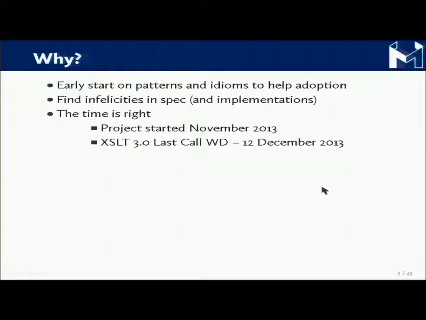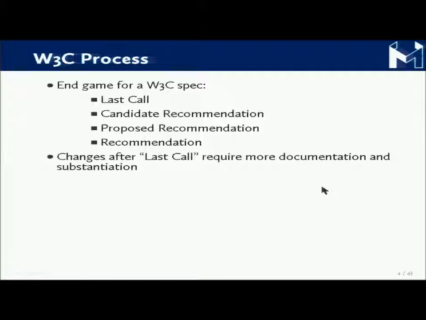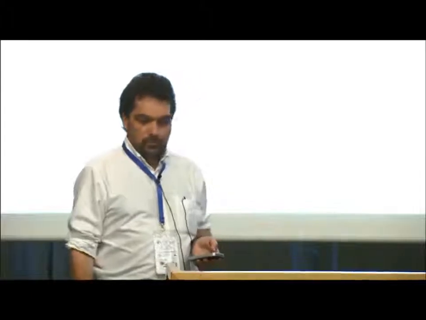So the timing for this is now, because the project started in November of last year, and then XSLT 3 became a last call working draft in December. If you're not too familiar with the W3C process, towards the end of a spec becoming a recommendation, there's last call, candidate recommendation, proposed recommendation, and then recommendation itself. And the people in the XSLT 3 committee are going to have to provide better justification for any change that they make. And Michael was talking this morning about how it's harder to make changes towards the end. So the sooner people can find these infelicities, the better off everybody will be.